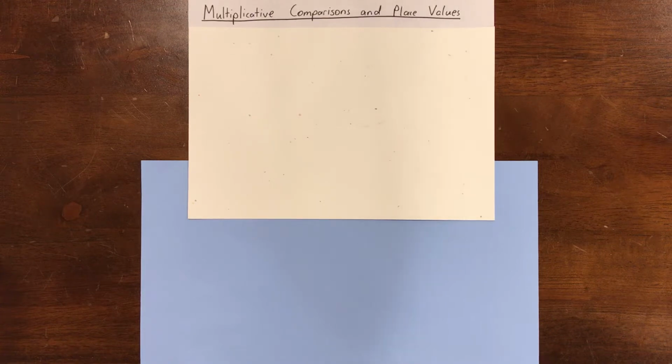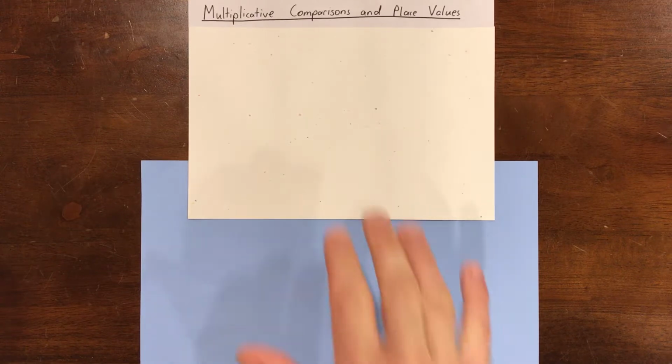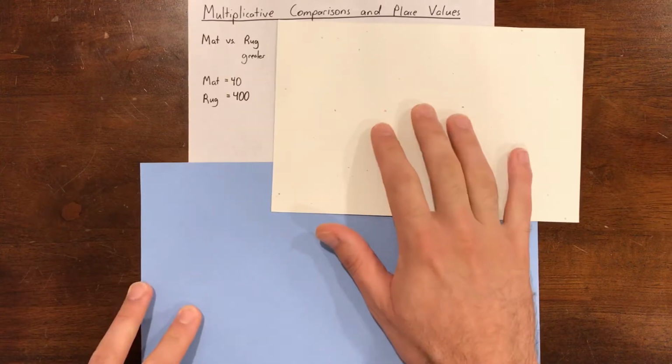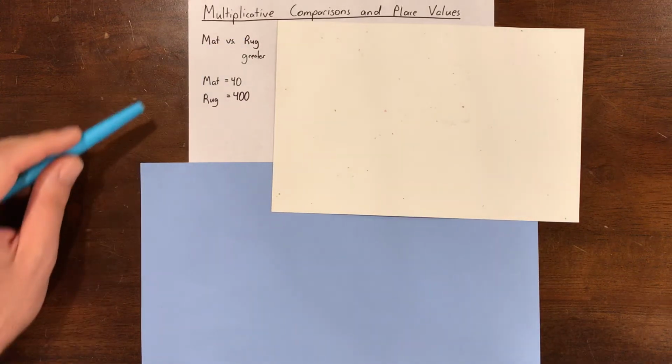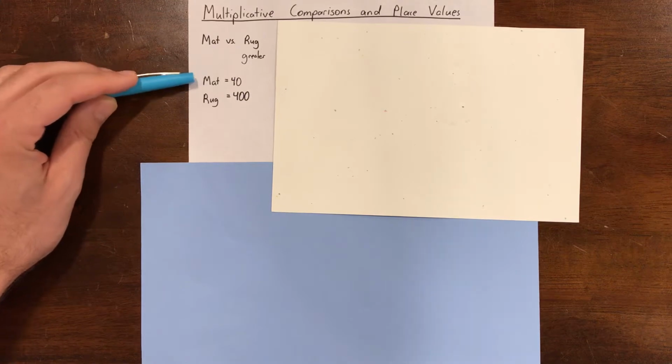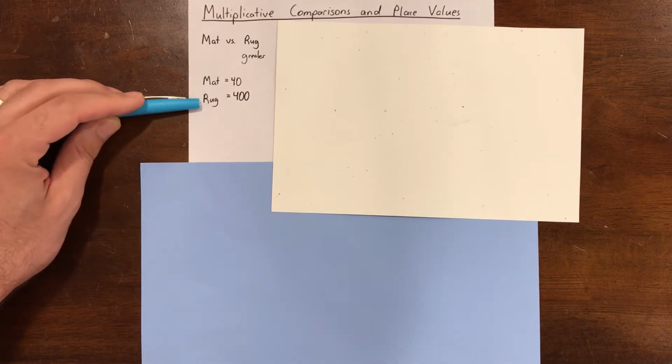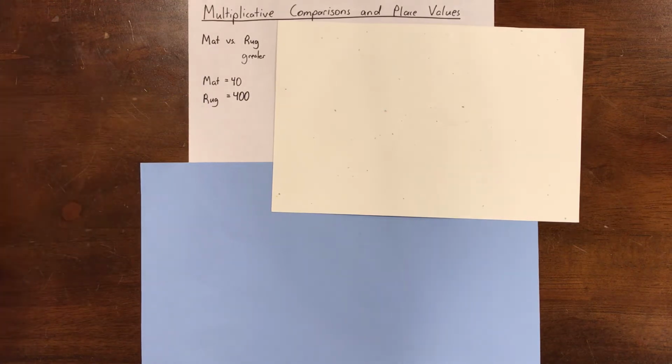I bet you recognize this as a multiplicative compare situation and used our thinking questions to jot down what is being compared, which thing has the greater amount, and which amount we are given. So we're comparing a mat and a rug. We know the rug is the greater amount. We know the mat is 40, the rug is 400, and we need to figure out the multiplier.